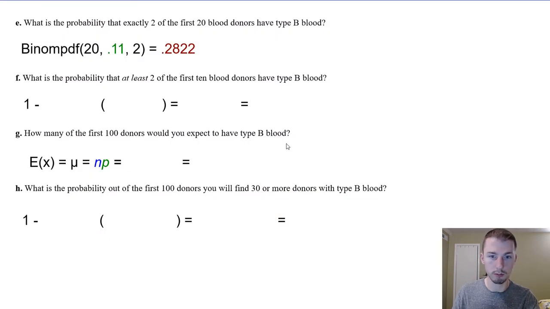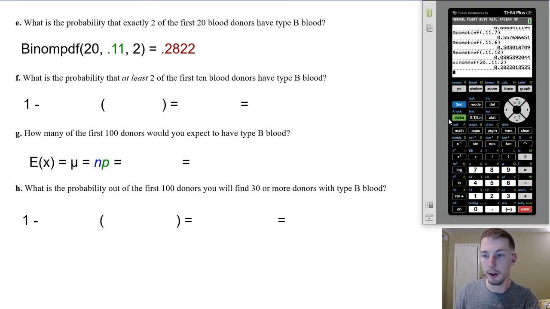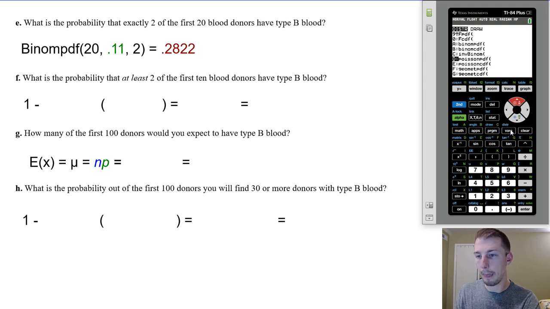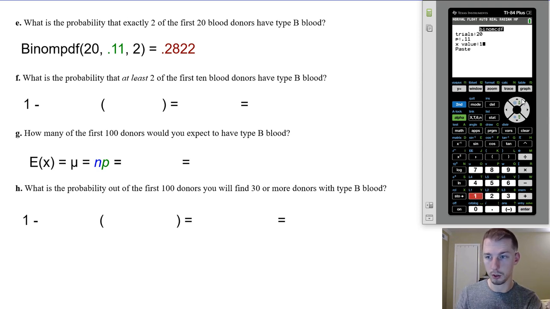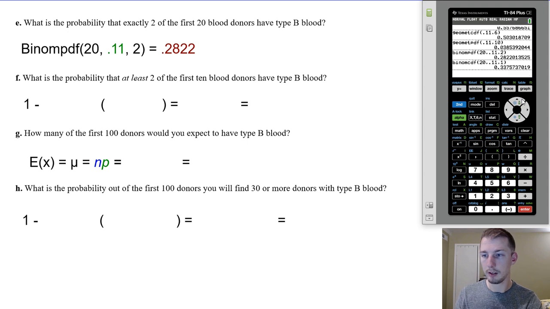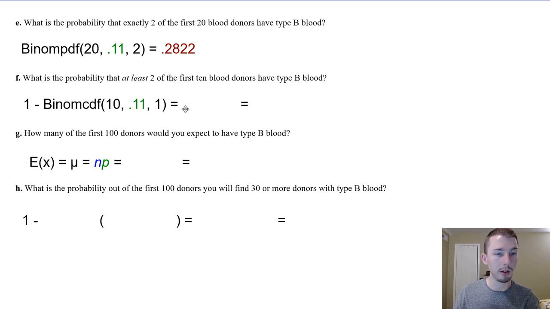So that's how we're going to have to do it with the calculator. Let me pull up the calculator here. We're going to do second distribution, binomial CDF. We're doing 20 trials, probability of success 0.11. We're going to go to the first, because that's the first one we're excluding, then hit paste, and then subtract that from 1. So 1 minus that probability gives us exactly what we got from the binomial, which is pretty cool.